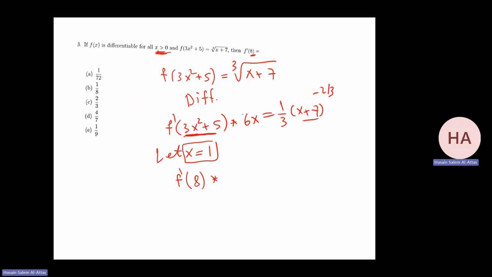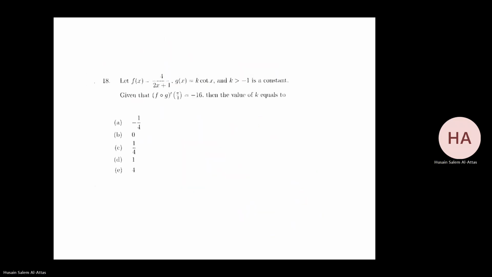F prime at 8 times 6 equals 1 over 3, 1 plus 7 is 8, cube root, that is 1 over cube root of 8, squared. So F prime at 8 will be, this is 2 squared, 4. So I have 1 over 12 times 1 over 6, 1 over 72. And that will be the answer.